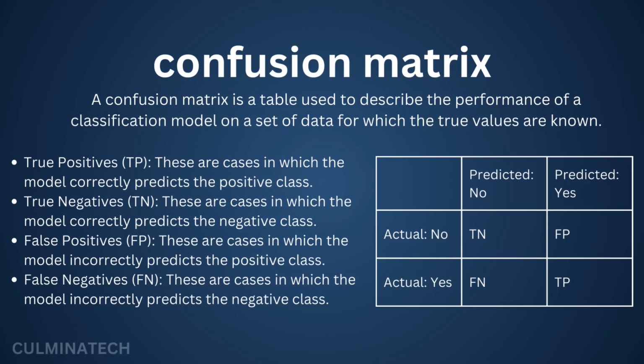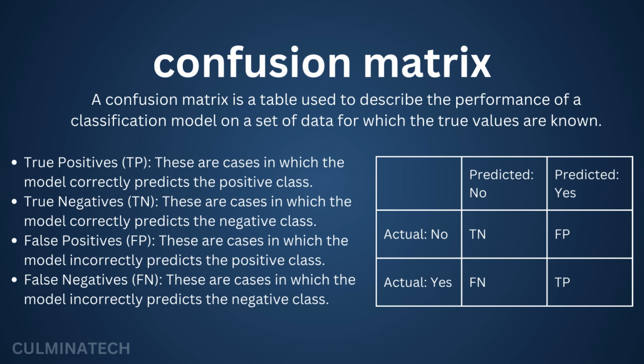Now let's look at the confusion matrix. It's a table used to describe the performance of a classification model on a set of data for which the true values are known. It lays out the predictions of the model in comparison to the actual classifications across two dimensions, the predicted values and the true values. The confusion matrix for a binary classification problem has two rows and two columns, but it can be expanded for multi-class classification problems.